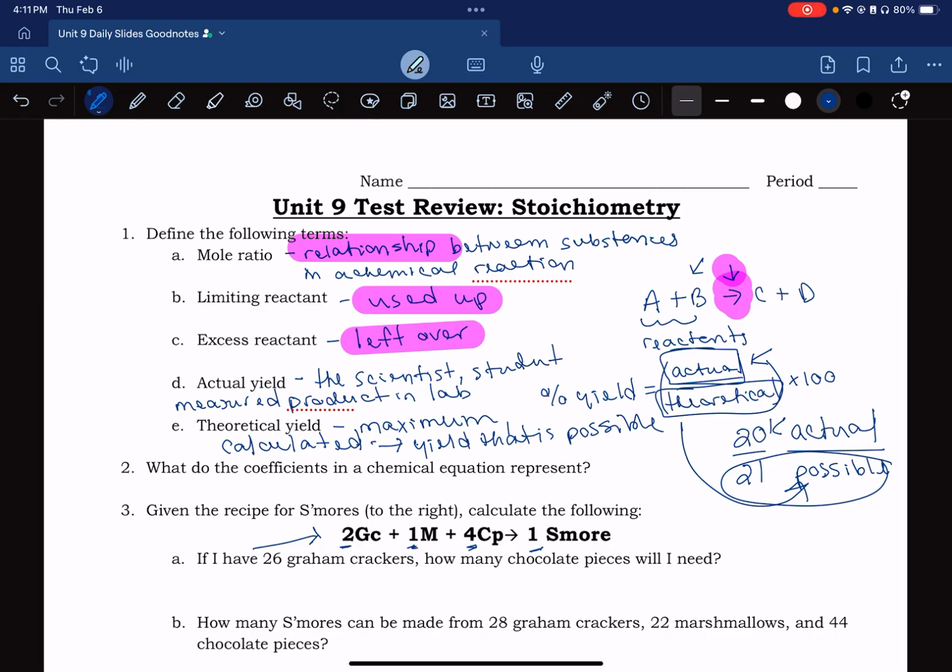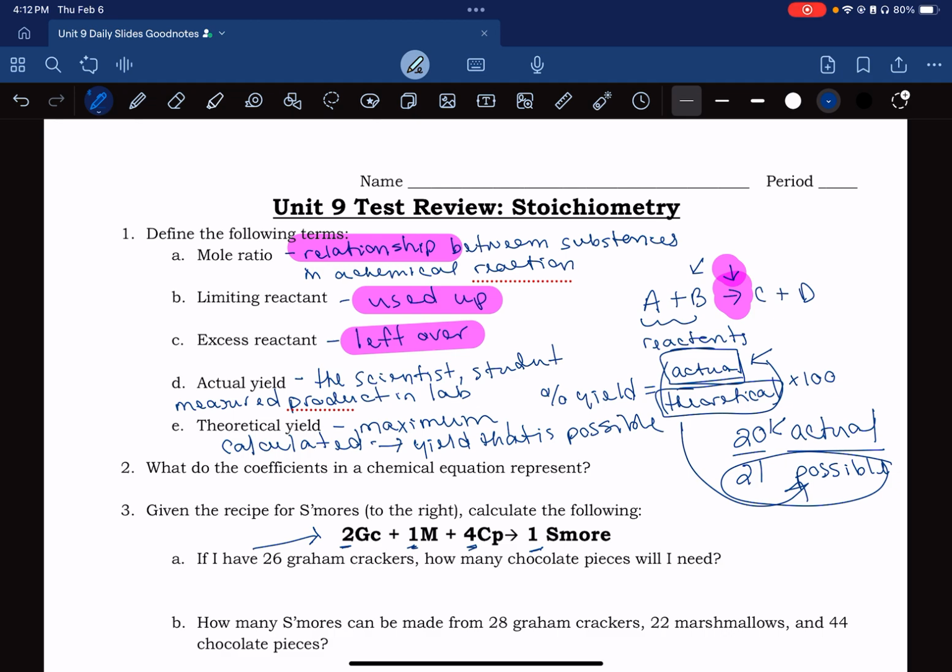All right, it says, what do the coefficients in the chemical equation represent? In this particular case, these are relationships. They're moles, assuming that we were talking about moles. So 2 moles of graham crackers plus 1 mole of marshmallows plus 4 moles of chocolate pieces will equal a s'more. We really don't want a mole of any of those things. That would be a ridiculous amount of space. But it's basically representing the mole relationship.